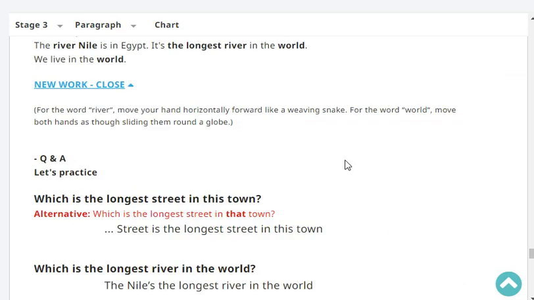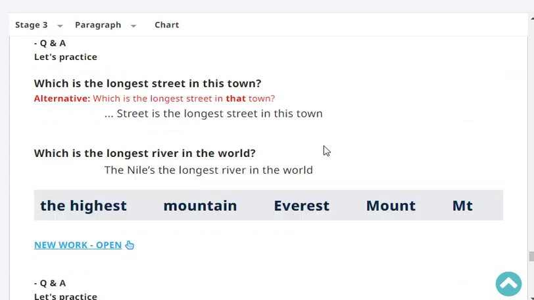Okay, let's practice. Which is the longest street in your town? Let's say ABC Street is the longest street in my town. Which is the longest river in the world? The Nile is the longest river in the world. Very good.